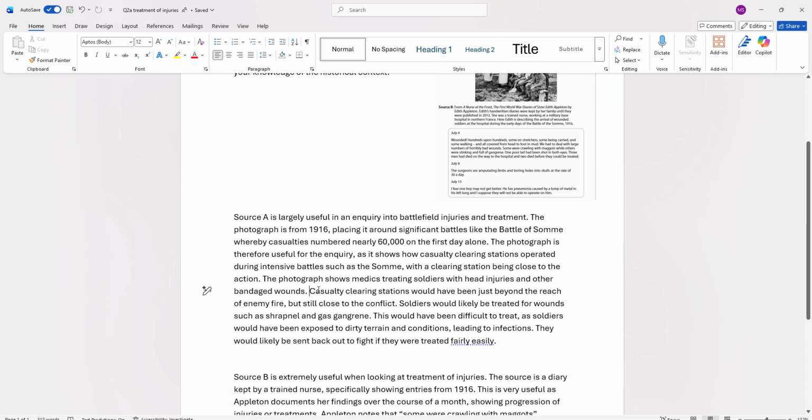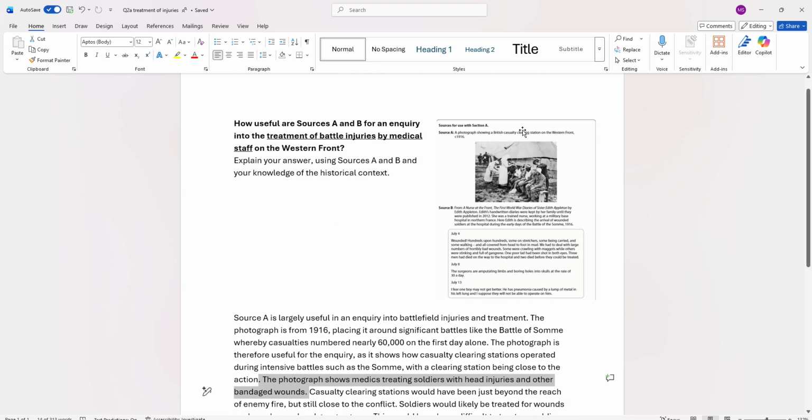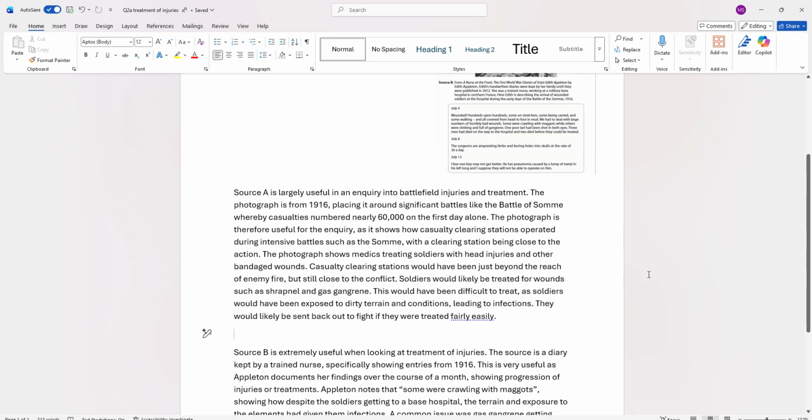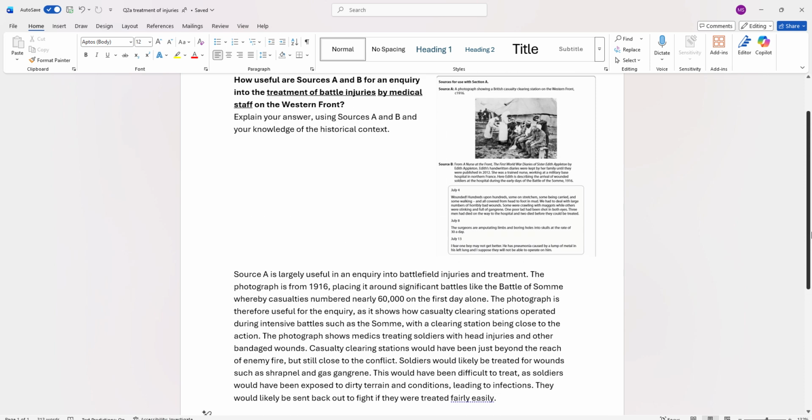So casualty clearing stations, that's my content before I move on. That's provenance, the bit there. The content is just this bit. Then, casualty clearing stations would have been just beyond the reach of enemy fire, but still close to the conflict. Soldiers would be likely treated for wounds, such as shrapnel and gas gangrene. This would have been difficult to treat, as soldiers would have been exposed to dirty terrain and conditions leading to infections. They would likely be sent back out to fight if they were treated fairly easily. That is my own knowledge that I've just added on the end.